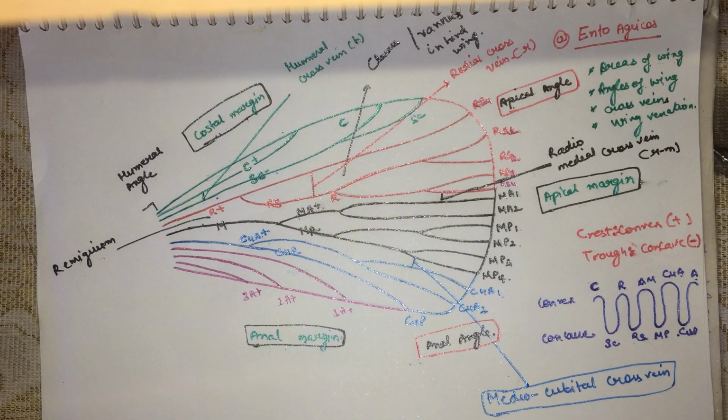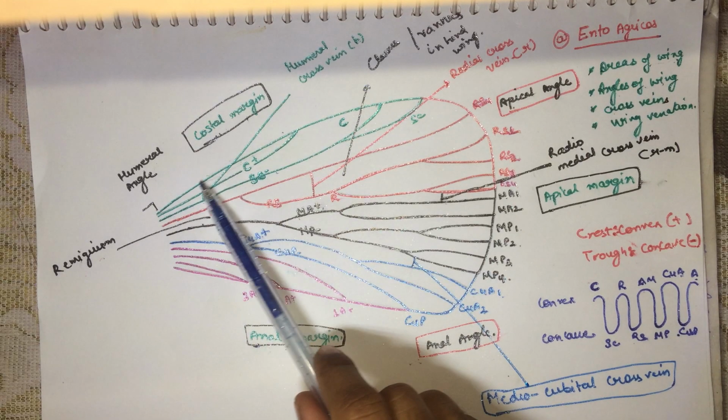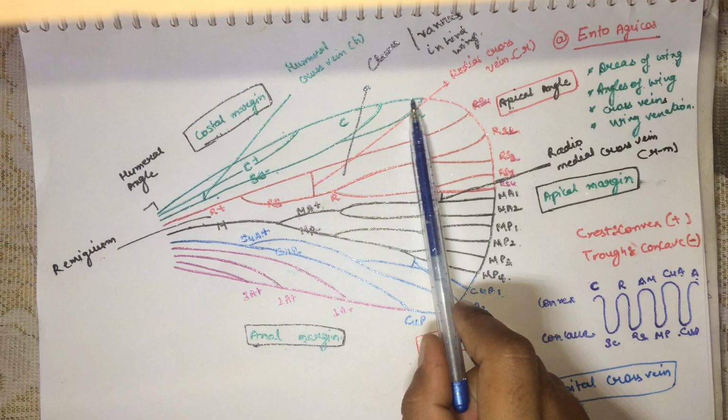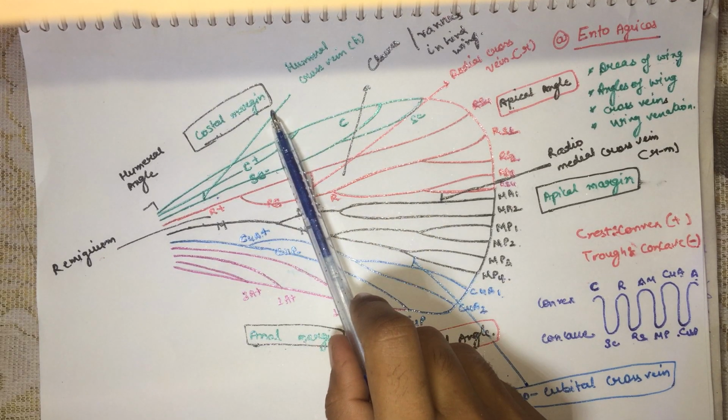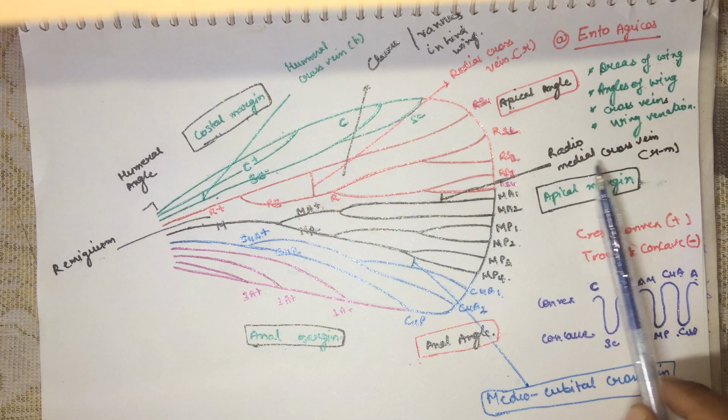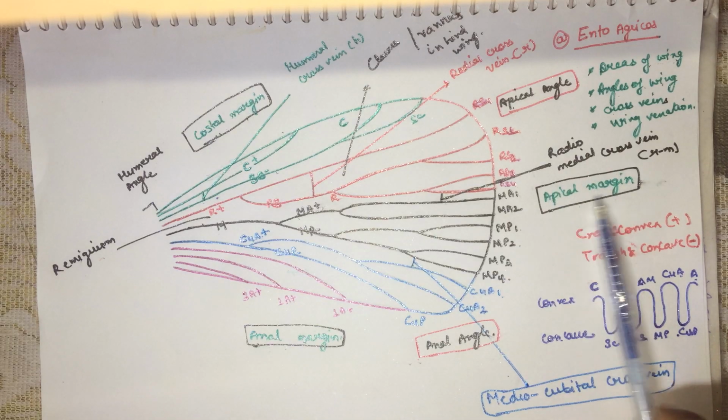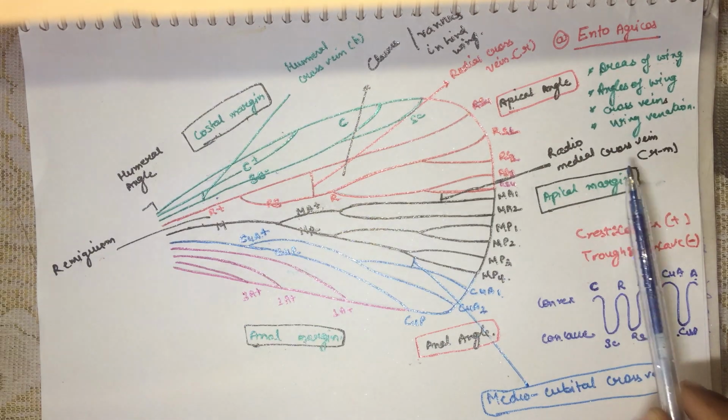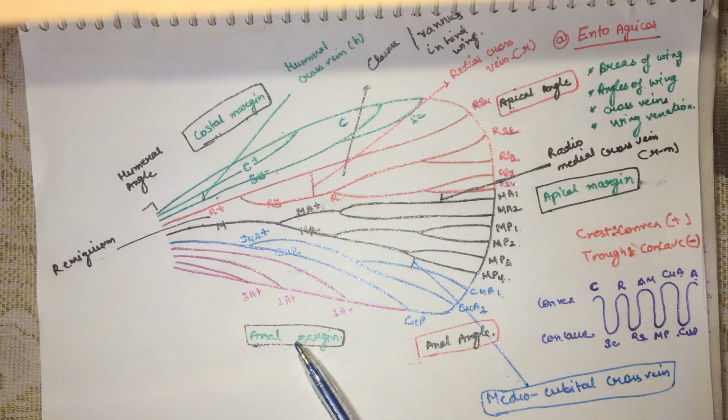So first of all I will tell you about the areas of the wing. This leading edge is known as the costal margin, whereas this outer edge is known as the apical margin, and this trailing edge is known as the anal margin.